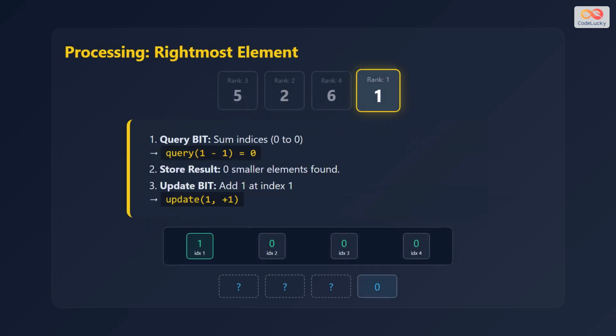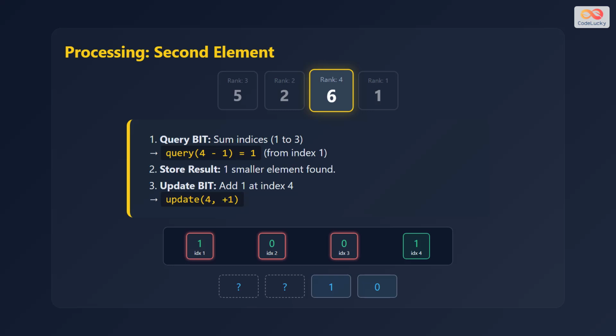We begin with the last element, which has a rank of 1. We ask the BIT, how many numbers have we seen with a rank strictly less than 1? The query for range 0 returns 0. So, the result for this position is 0. Finally, we update the BIT by adding 1 at index 1, marking that we have seen a number with rank 1.